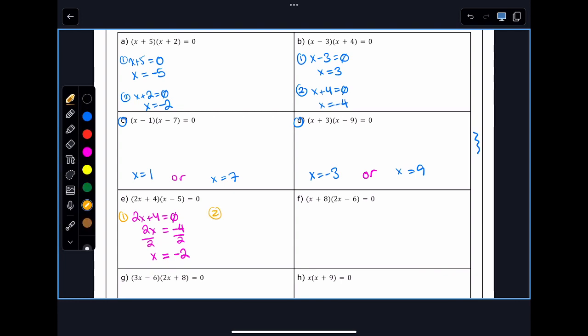Okay, then we can look for the second 0. We have our x minus 5 is equal to 0. This one's just one operation. We've done it the first 4 times. All we need to do is add 5 to both sides, which will give us +5. So our zeros are x equals -2 or x is equal to 5.